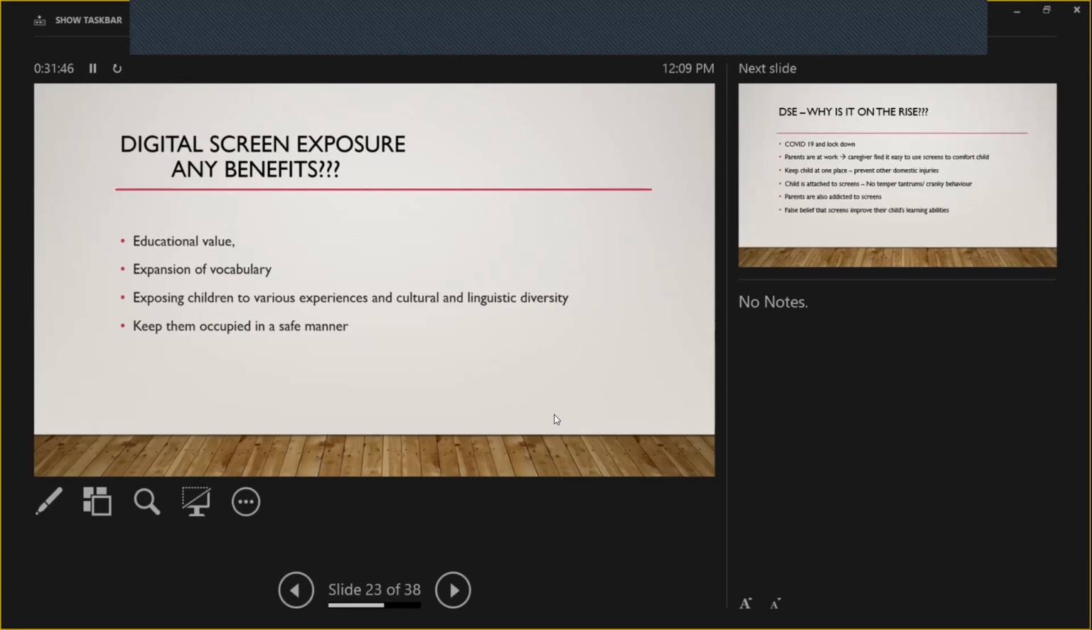So are there any benefits of digital screen exposure? Yes, there are benefits. There is an educational value, so you can't completely take the screens out. If you correctly use the digital screen for a child, it can expand the vocabulary.